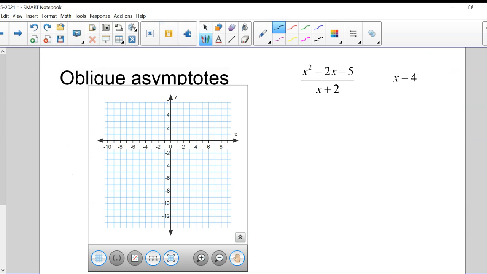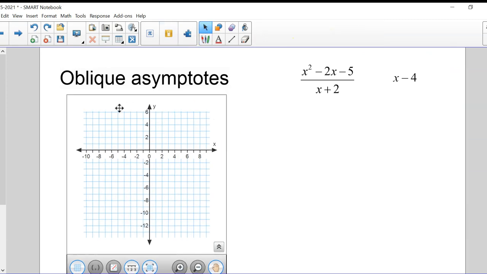Oblique asymptotes. Things are going to change for us now. I shouldn't have this here yet. I'm going to put this out of the way for now. I'm going to let that slide. I'm going to leave that on the side there, and I'll tell you where that comes from later on.